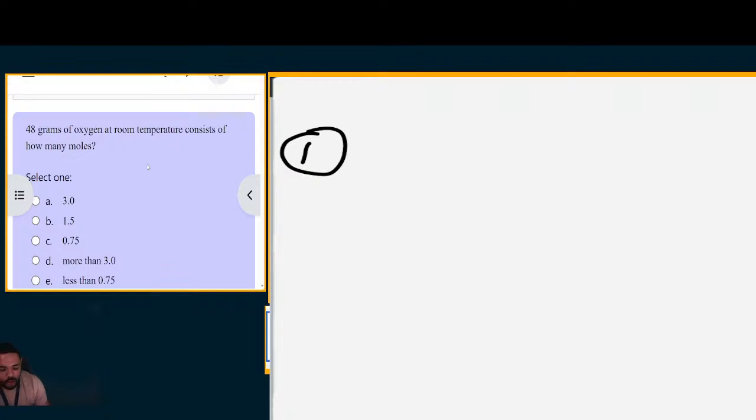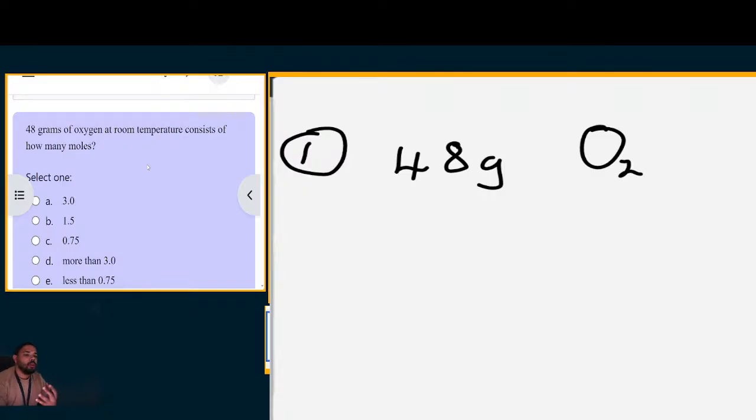We have 48 grams of oxygen. 48 grams of O2 at room temperature consists of how many moles? So how many moles are there in 48 grams of oxygen? Now, oxygen has the chemical formula O2. That's oxygen. It's a diatomic gas.